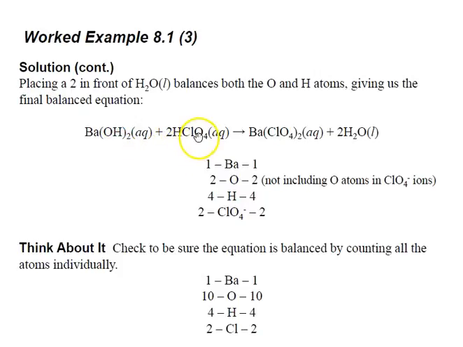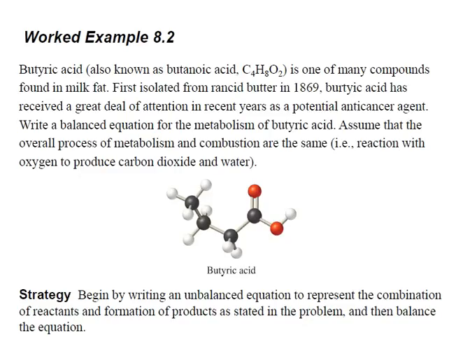The oxygens that are not part of the perchlorate, we have 2 and 2 with the 2 in front of the water. Hydrogens, we have 2, 2 more is 4. And then 2 times 2 is 4. And the perchlorates, the 2 in front multiplies through, gives us 2. And we have 2 there as well. The best way to get better at balancing chemical reactions is just through practice, just doing it over and over and over. I believe we have a second type of balancing equation in 8.2.